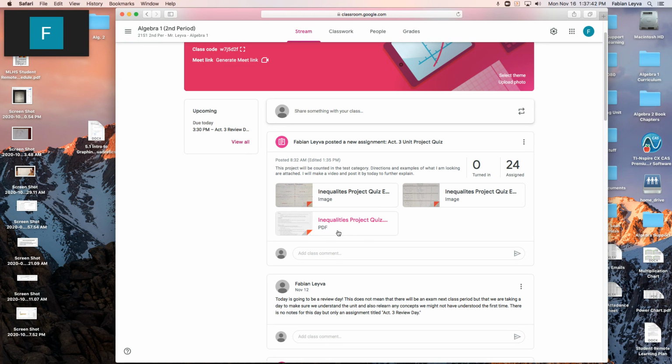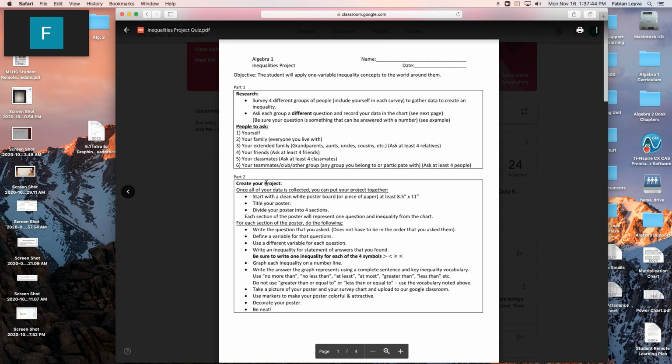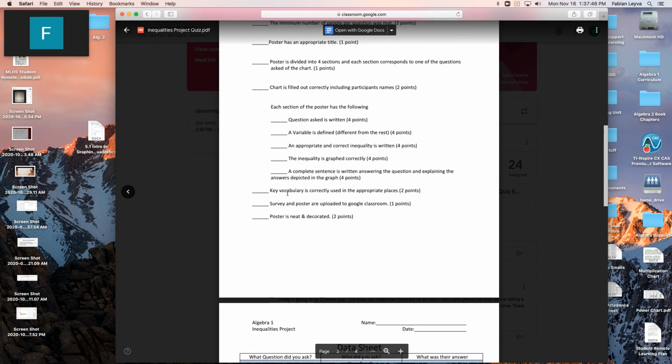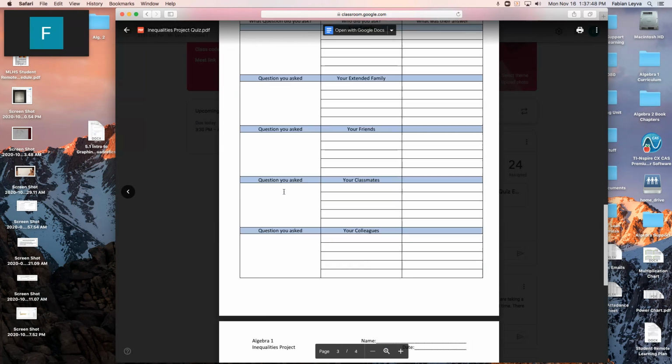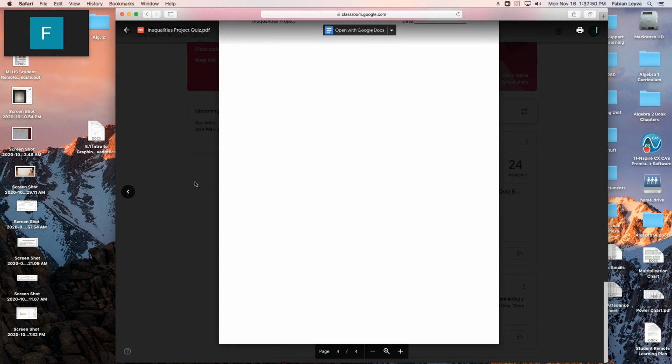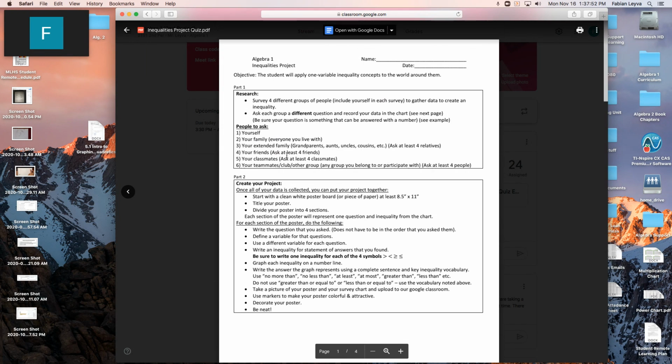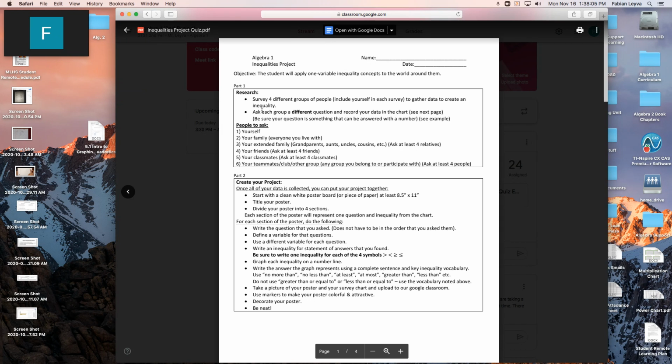Now if you click on the PDF where it says project quiz, it has everything, all the explanation, also copies, so that way you guys could show your work. So let's just work through all this so that way I make sure that you guys understand. So the objective of this project is the students will be able to apply one variable inequality concepts to the real world around them. Now, the project's going to have 2 different parts.